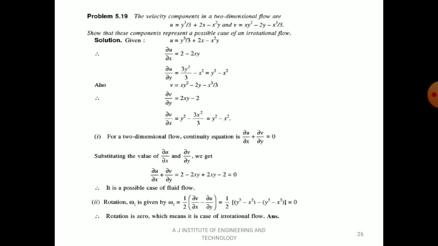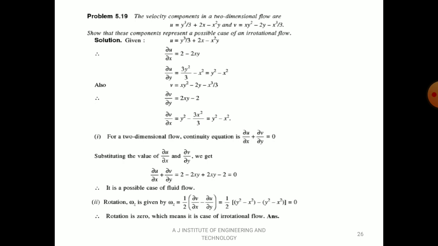So you can substitute the value of c equal to y square by 2 in the above expression, that is phi equal to minus x square by 2 plus 4xy. So the C value is y square by 2. So the expression for the potential function becomes phi equal to minus x square by 2 plus 4xy plus y square by 2. That's the answer.